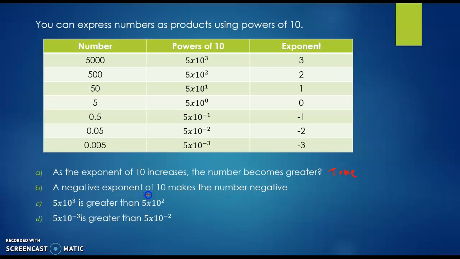A negative exponent of 10 makes the number negative. So here are negative exponents. Are our numbers negative? And the answer is no. The exponent's negative, right? Negative exponents, but not negative numbers. So that is false.